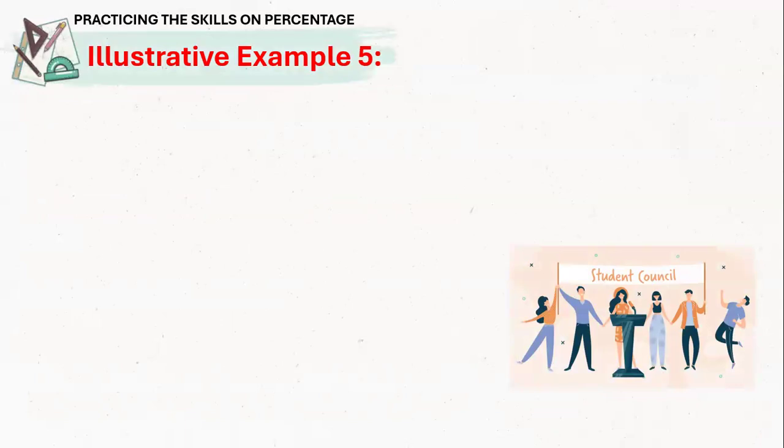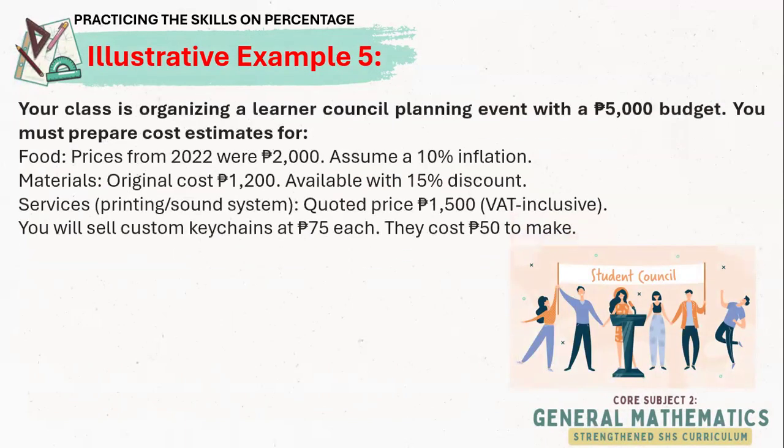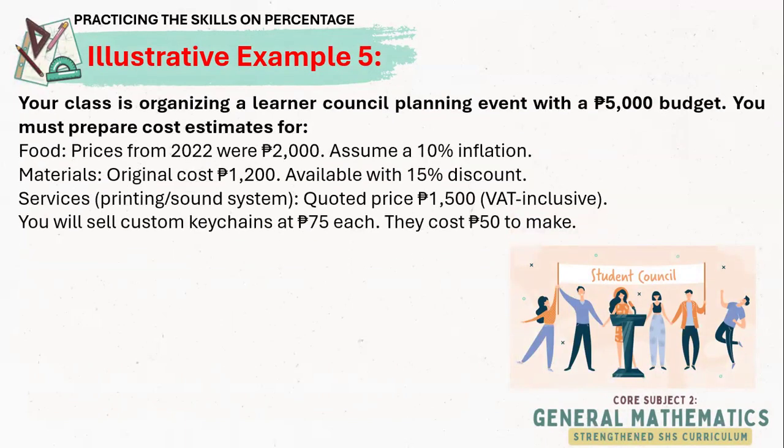Let's have illustrative example number 5. So your class is organizing a learner counseling planning event with a 5,000 budget, and you must prepare the cost estimates. For the food, that's 2,000, but since there is an inflation already of 10%. And then for the materials, it costs 1,200, and then you get a 15% discount on that. For the services, the quoted price is 1,500. It's VAT inclusive already.